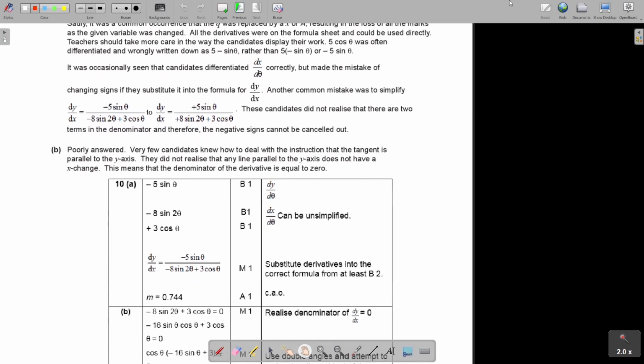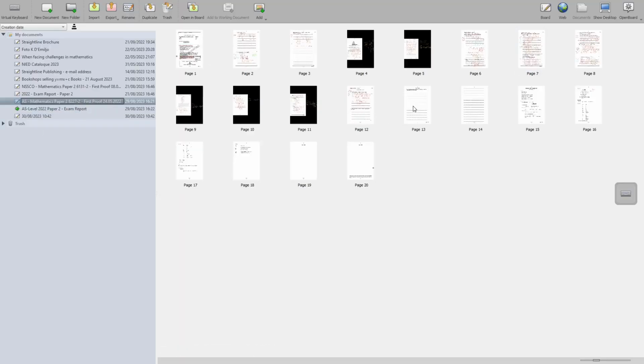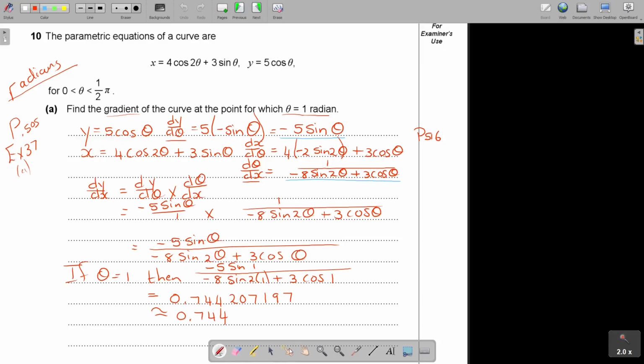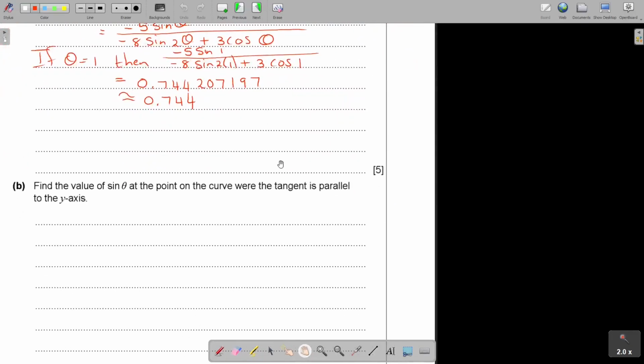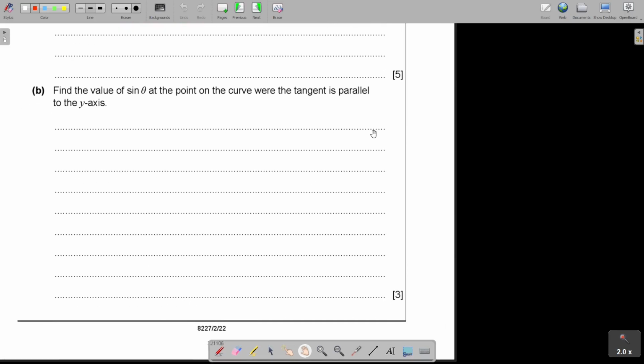Okay, that was all about question A, and let's do the final question. Oh, it's a nice feeling. Okay, so we go for the final. Find the value of sin theta at the point on the curve where the tangent is parallel to the y-axis. And I wrote it so nicely for you on page 505. You will find it, the 37 number B.